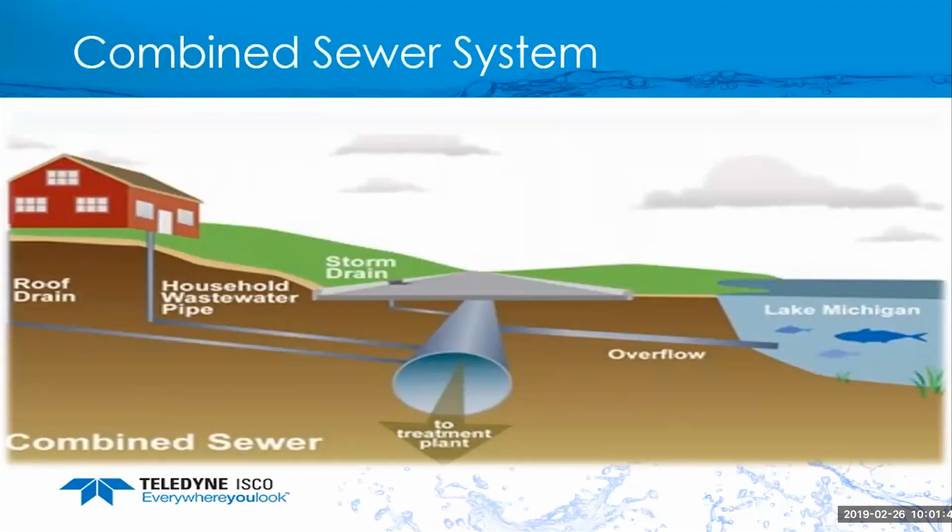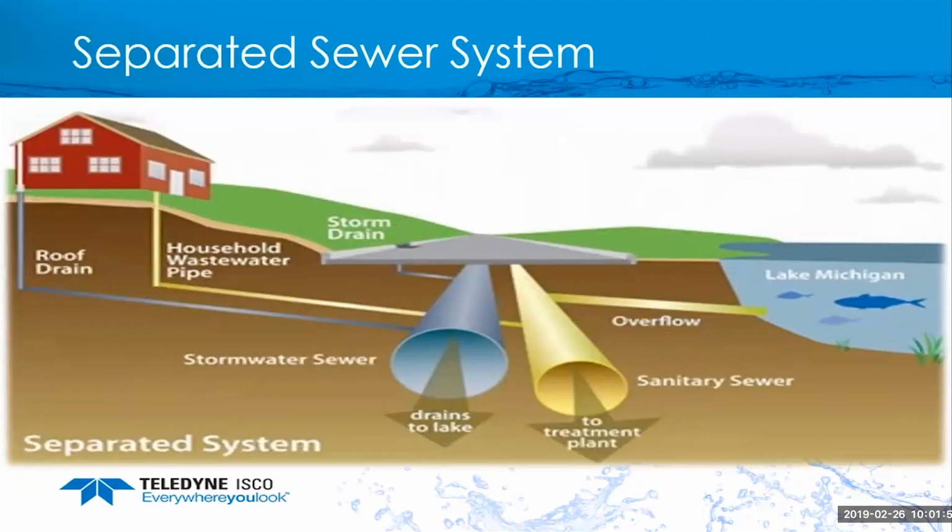Some of these sewer systems may be defined as a combined sewer system, which is a combination of your storm drains and sanitary waste, which is combined through one pipe to go to the wastewater treatment plant. Other systems are known as separated sewer systems. As you can see by the picture, the storm drains are separated from the sanitary sewer to reduce the amount of water that goes to the treatment plants.